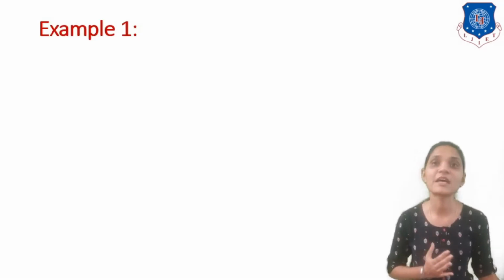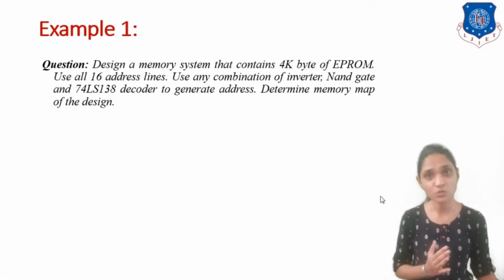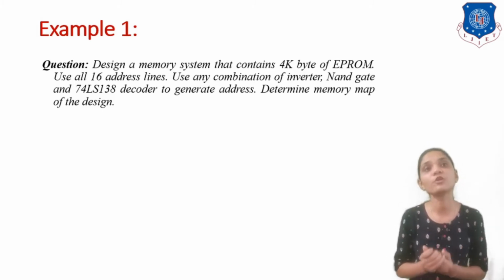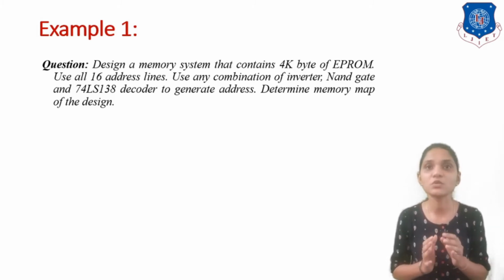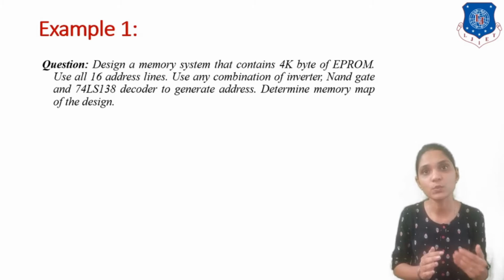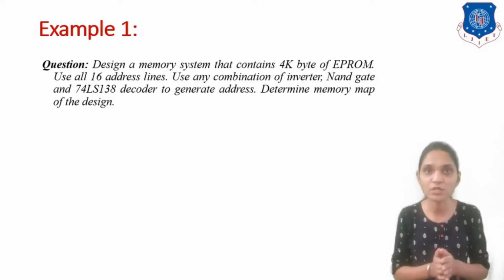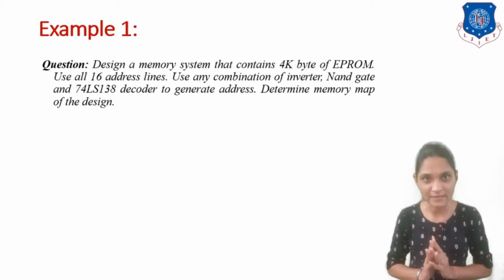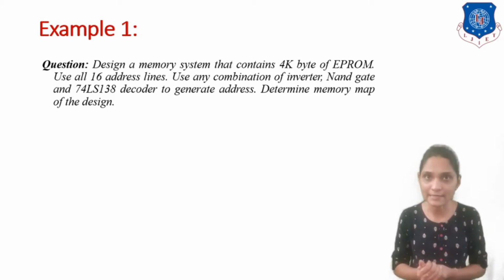Okay, so let me start with the first example. We want to design a memory system that contains 4 kilobyte of EEPROM and that uses all 16 lines. That means you are using the absolute decoding. Use the combination of inverter, NAND gate and 74LS138, that is your 3 to 8 decoder, to generate the address and determine the memory map of that design. Okay, so we have to provide also the address range.